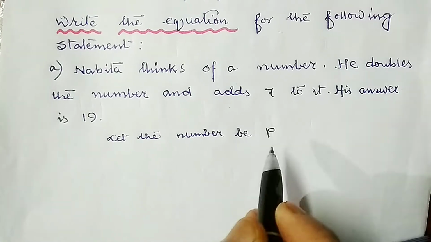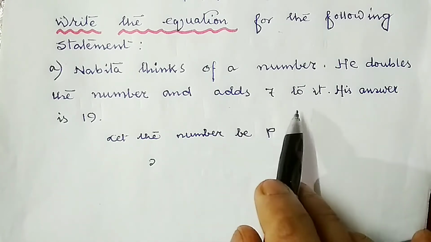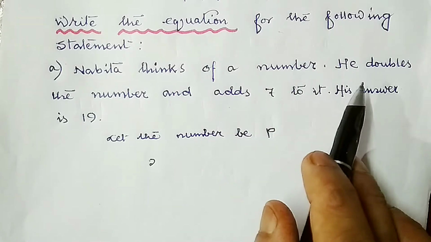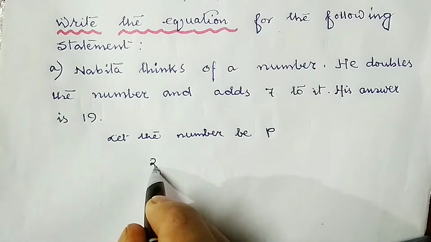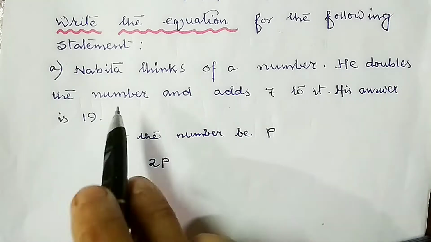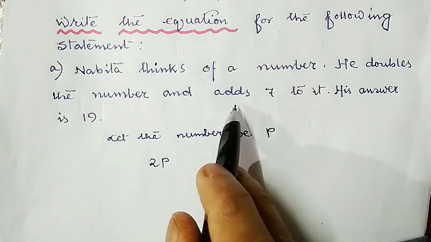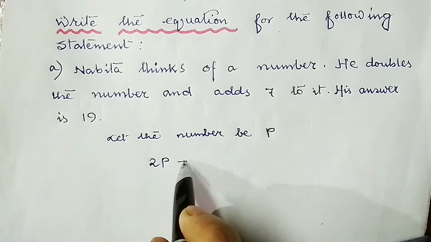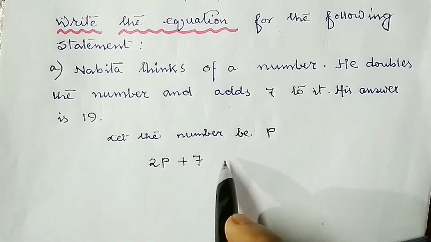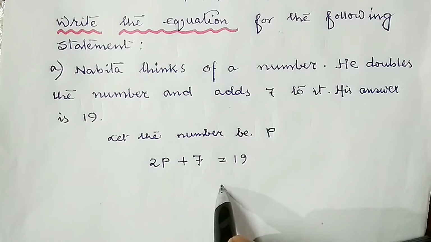Let the number be p. He doubles the number and adds 7 to it. The number that we consider is p, so after multiplying by 2, it will become twice p. He doubles the number, so already we have doubled it, and adds 7 to it, plus 7. His answer is 19, that means this equals 19.